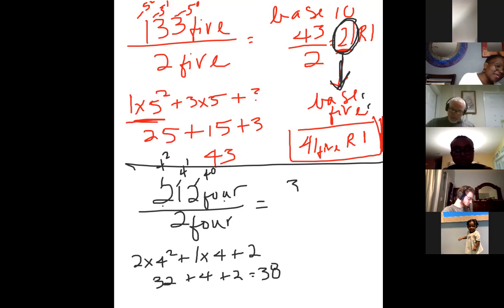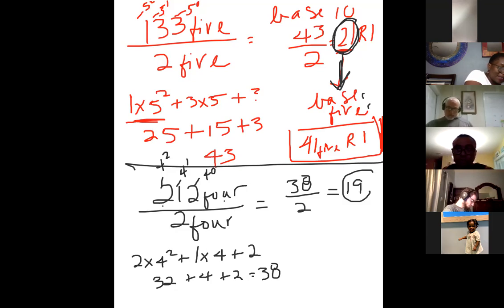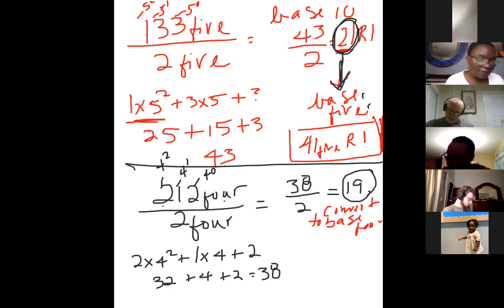So you take that 38 and divide it by 2. 38 divided by 2 gives you 19. Now, guys, we have to convert the 19 to base 4. To convert this one to base 4, we're going to write out the place values. 4 to the 0 is 1, 4 to the first is 4, 4 to the second is 16.